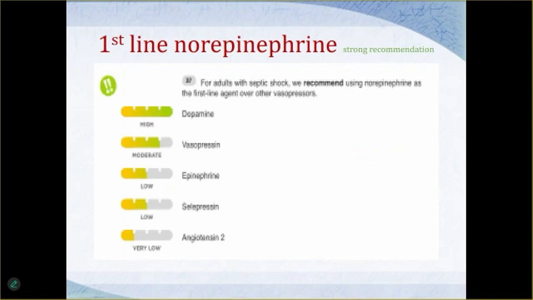I would just like to give you the level of evidence. Dopamine, high level of evidence. Vasopressin, moderate level of evidence. Epinephrine, low evidence. Selepressin, low evidence. And angiotensin 2, very low evidence.